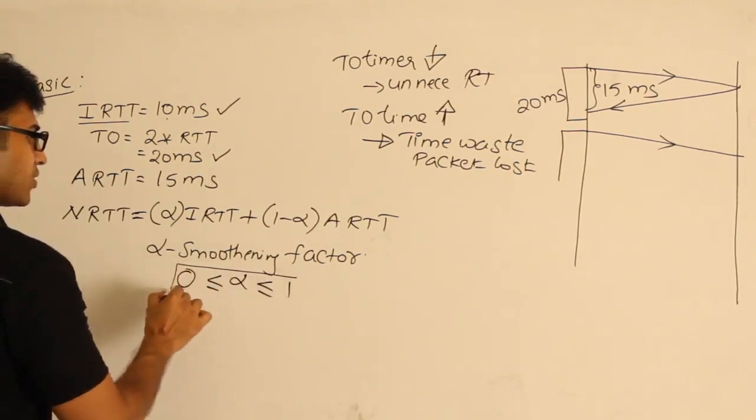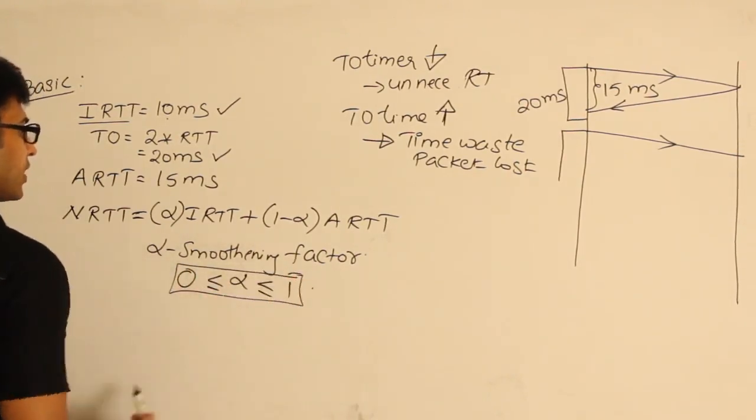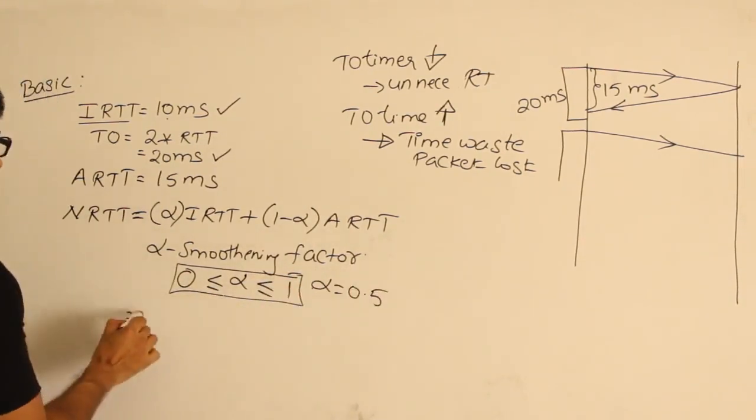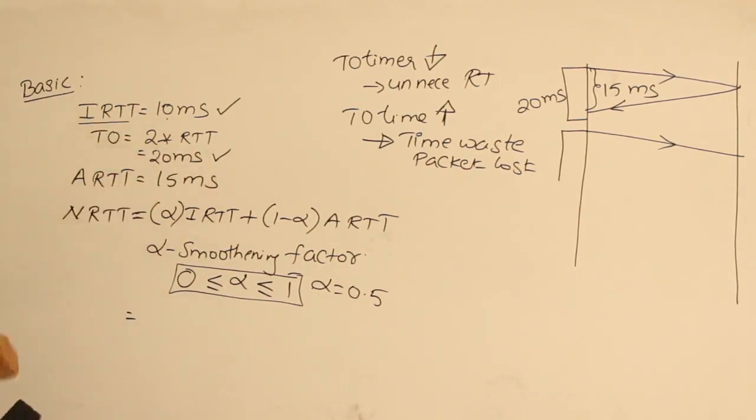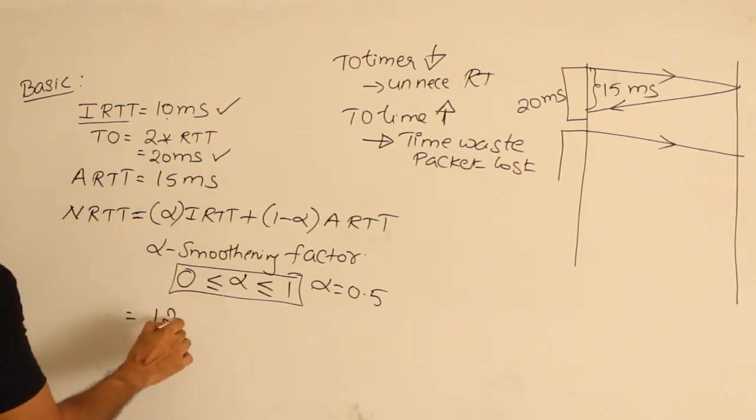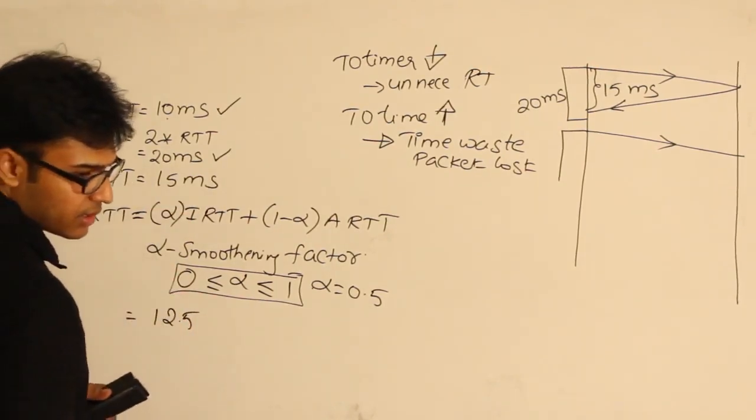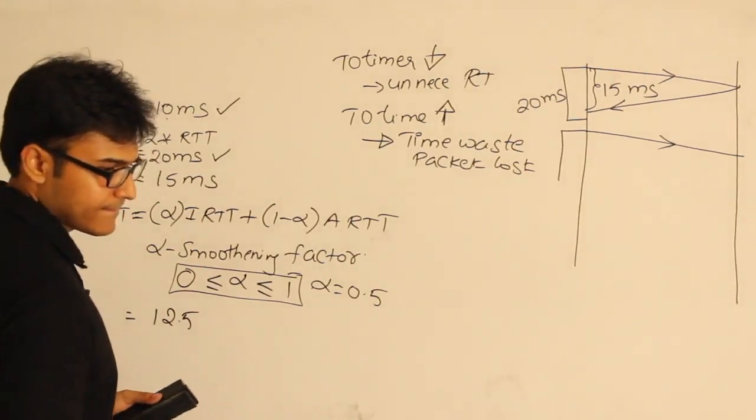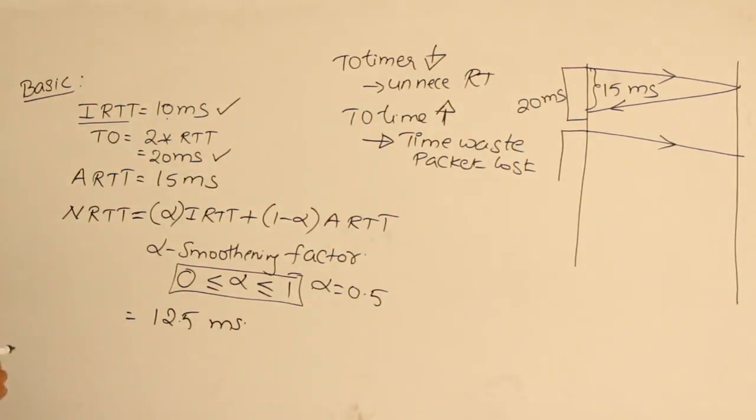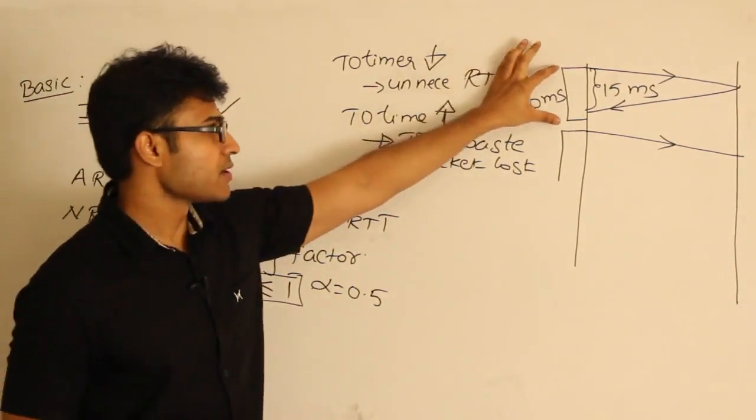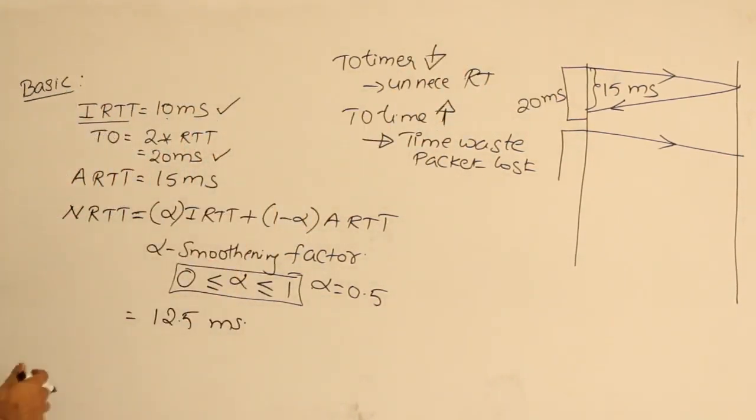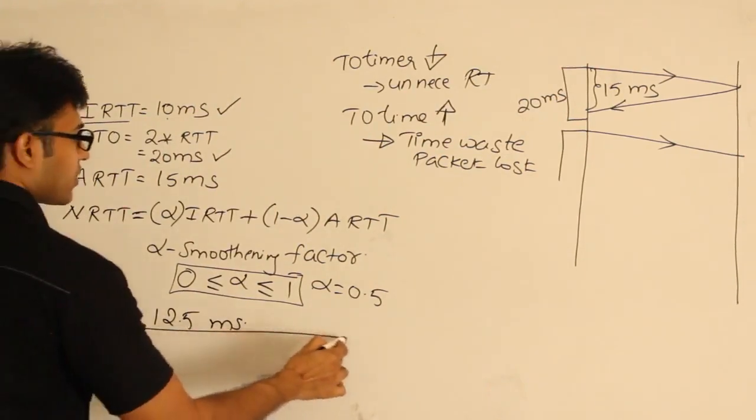This value will be given to you in the exam, whatever alpha is. For these calculations, let us assume that alpha equals 0.5. Then if you substitute these two values here, I get that next RTT is going to be 12.5 milliseconds. So what does this mean? The packet was initially expected to come back in 10 milliseconds, but it came back in 15, so I am expecting that the next packet will come back in 12.5 milliseconds.